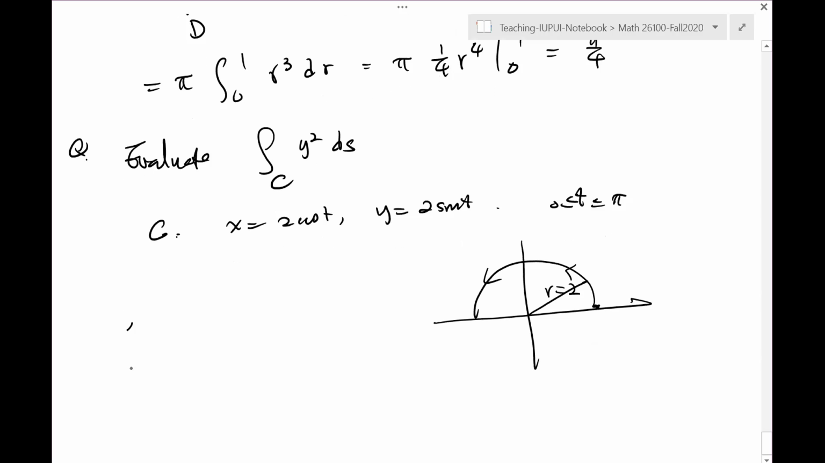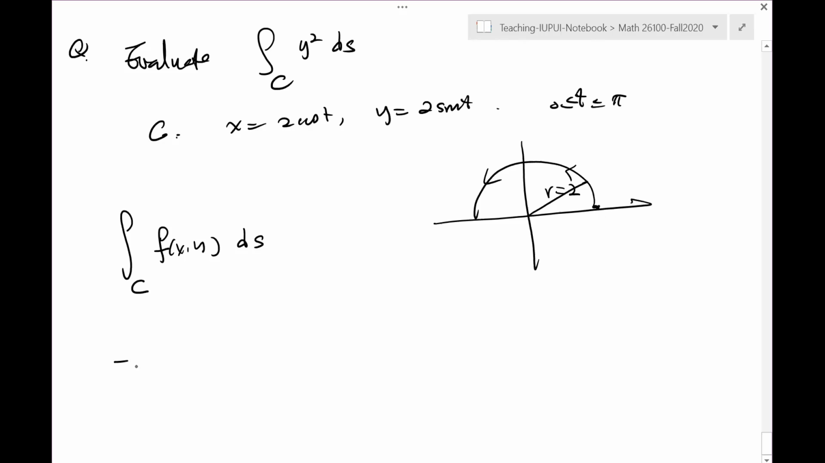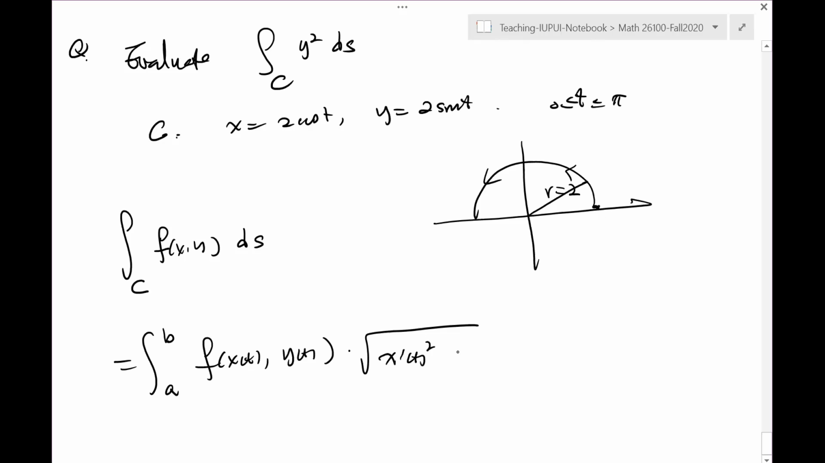Remember, in general we have the formula. If we have a curve C and a function f of x and y, ds, then if we can parameterize the curve, this will be f of x(t), y(t). And the very important thing is what is ds? ds is the square root of x prime(t) squared plus y prime(t) squared dt. That is the ds part.